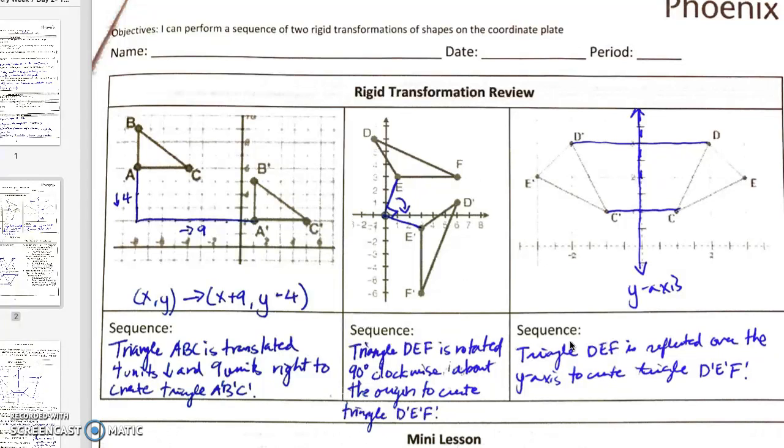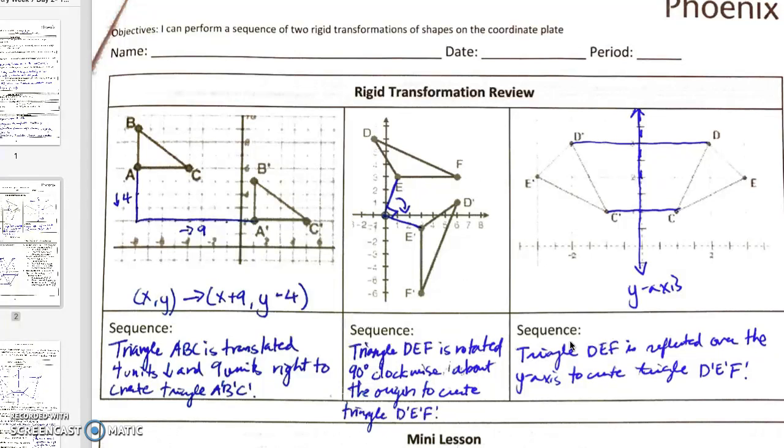So our criteria for success would be our pre-image and post-image. You would say that it's a reflection, that's your rigid transformation, and then you'd also specify the line that you are reflecting it over. So in this case, your triangle DEF is reflected over the y-axis to create triangle D prime, E prime, F prime.